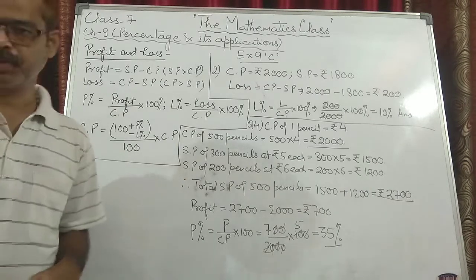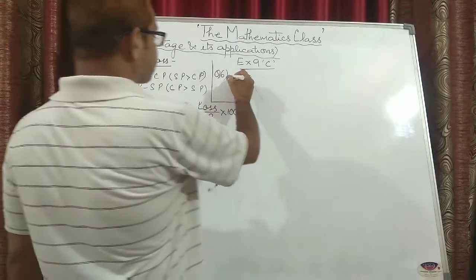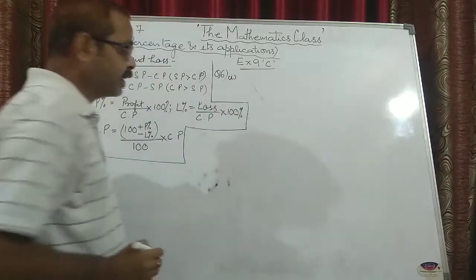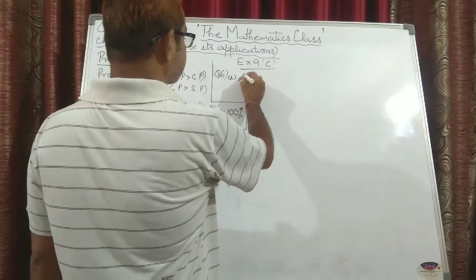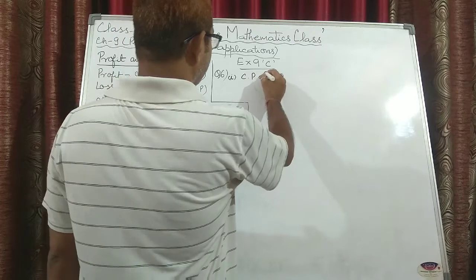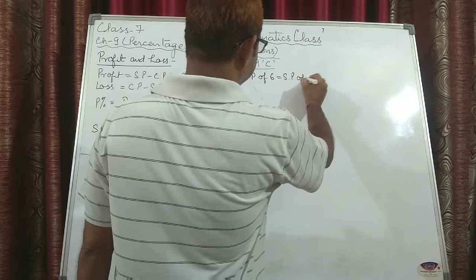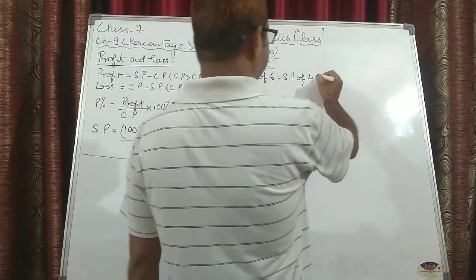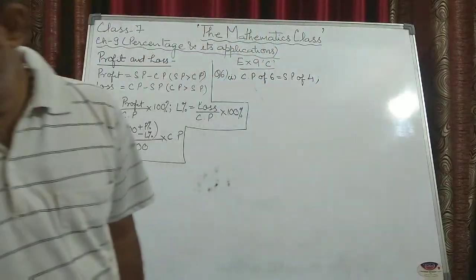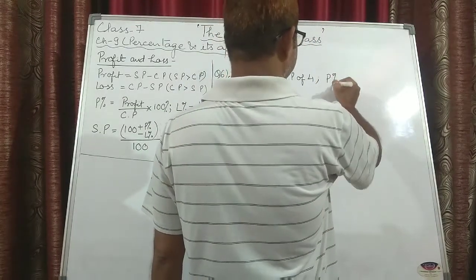Now we move on to the next question. The next question I am taking is question number 6. It has two parts. Let's see what is there in the first part. They say that the cost price of 6 articles is equal to the selling price of 4 articles. Find the gain or loss percent. It means CP, cost price of 6, is equal to selling price of 4. This is the question given. You have to find gain percent, or profit percent.